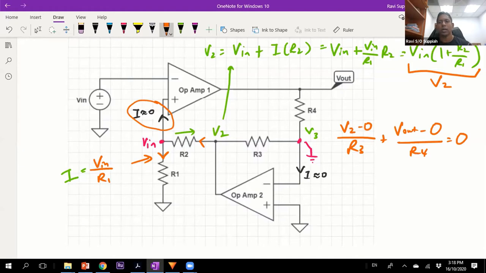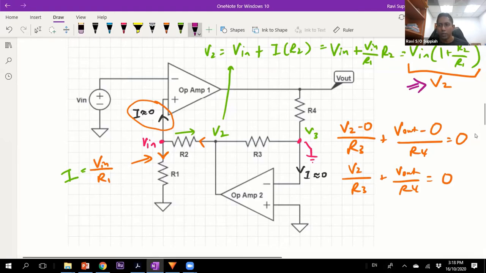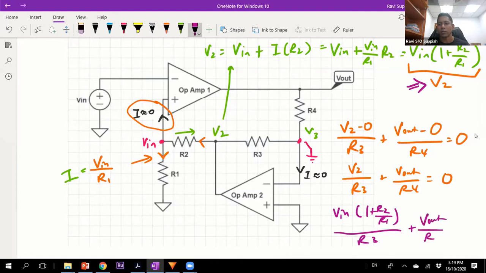So with this, what is the next step? You can rearrange this. So basically what you have is V2 over R3 plus Vout over R4 is equal to 0. Okay. What is V2? V2 is this. We already have an expression for V2. Okay, so maybe let me write it over here. So V2 is V in, 1 plus R2 over R1 whole thing over R3 plus V out over R4 equals to 0.